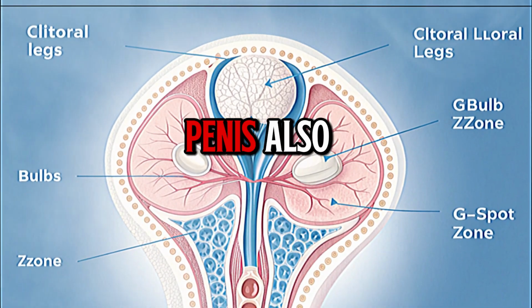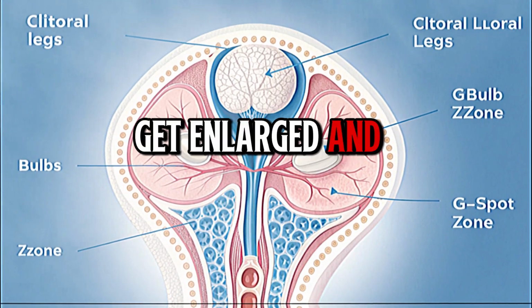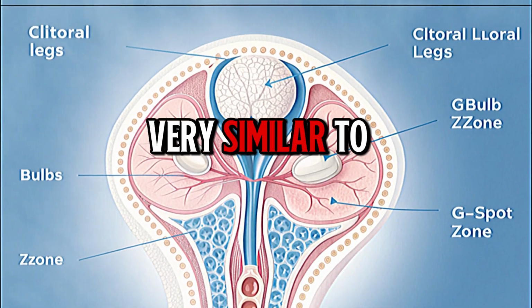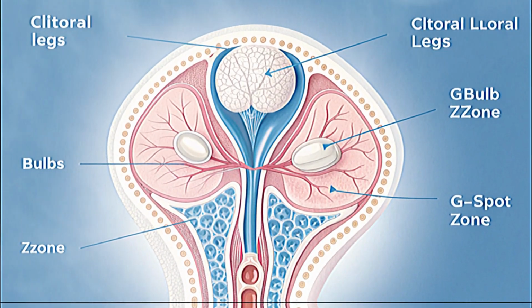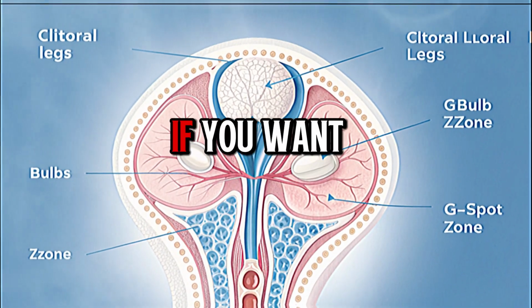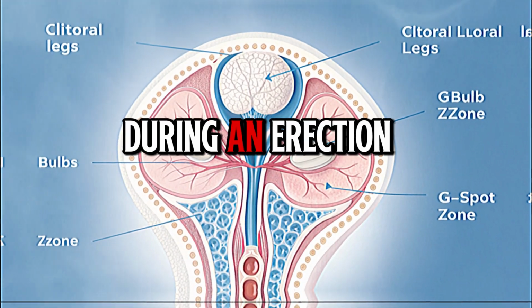Similar to the penis, also the clitoris can get enlarged and engorged with blood during an erection and have tumescence, very similar to what happens during an erection in a male. And I described that in my video about sildenafil and tadalafil if you want to learn a little bit more about what happens during an erection for a man.